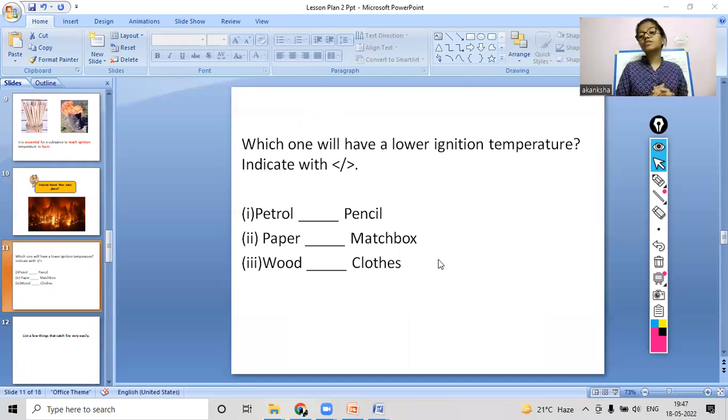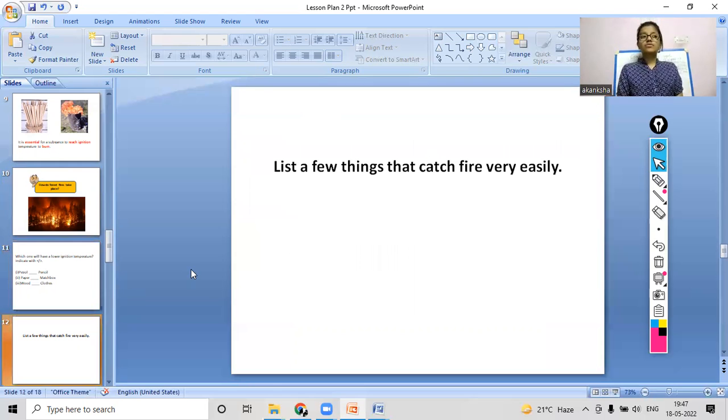Okay, the clothes will burn faster, right? So this was the answer for these questions. And if you are not clear with certain answers, then you can perform these activities at home also. But please perform them under the supervision of an adult. Yes, so now we will move on ahead and see some more questions and more activities regarding the concept. Now you have to list a few things that catch fire very easily.